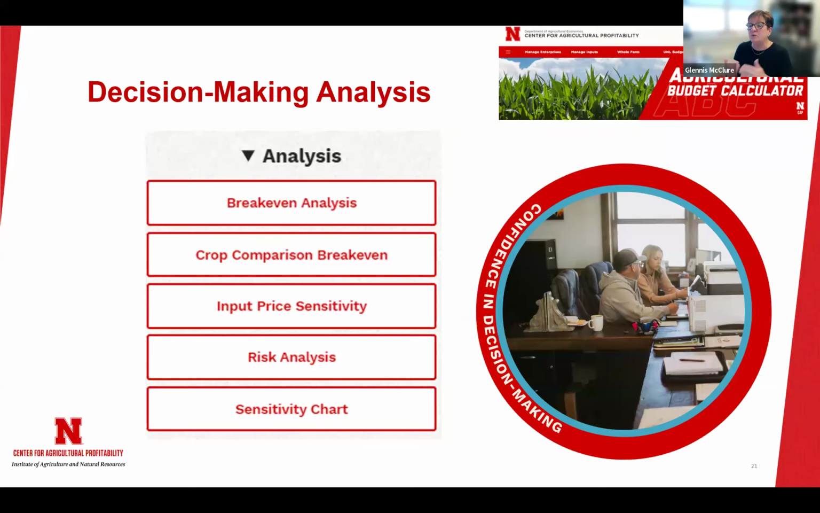So in addition to those reports, getting our cost of production information, we've got some analysis tabs in the ABC program. So we can look at a break-even analysis. We can actually compare a base crop to up to 3 different crops and look at that break-even. We can look at input price sensitivity analysis, a risk analysis page, which has to do with our crop insurance, and then a sensitivity chart. So those are some of the analysis features that we have in the Ag Budget Calculator.